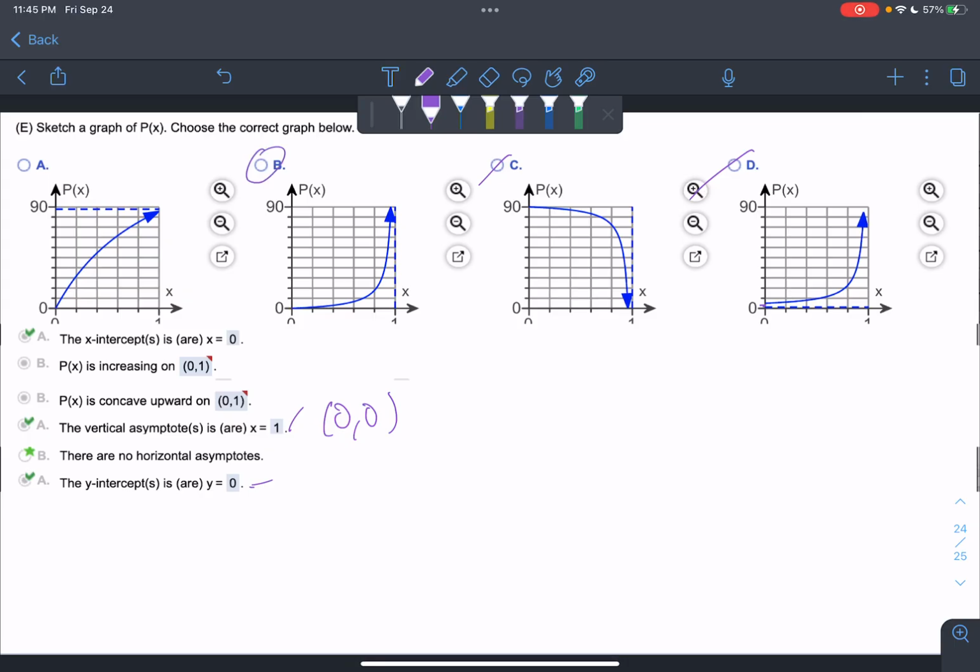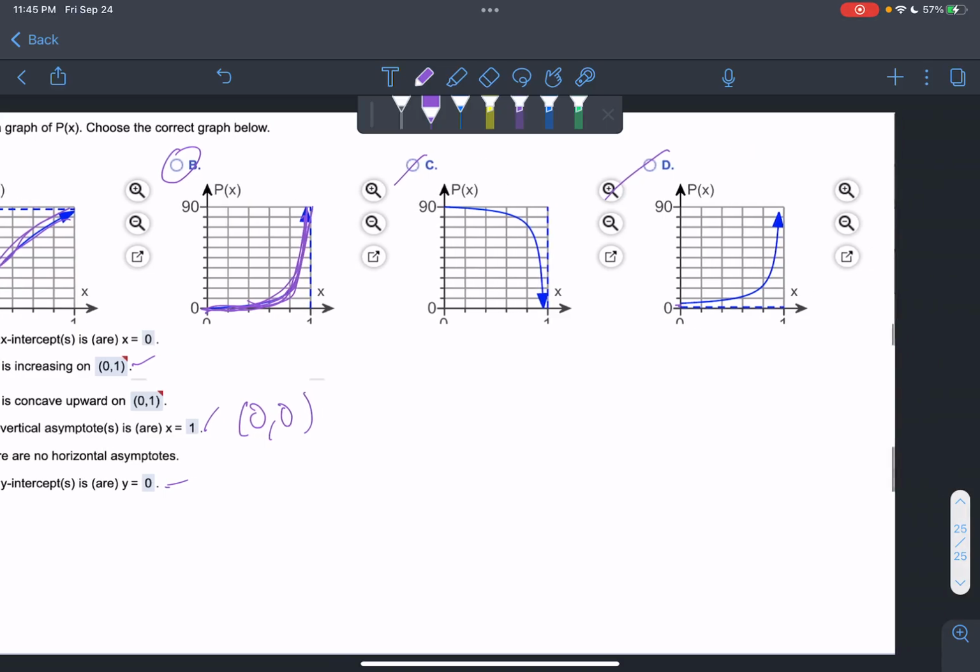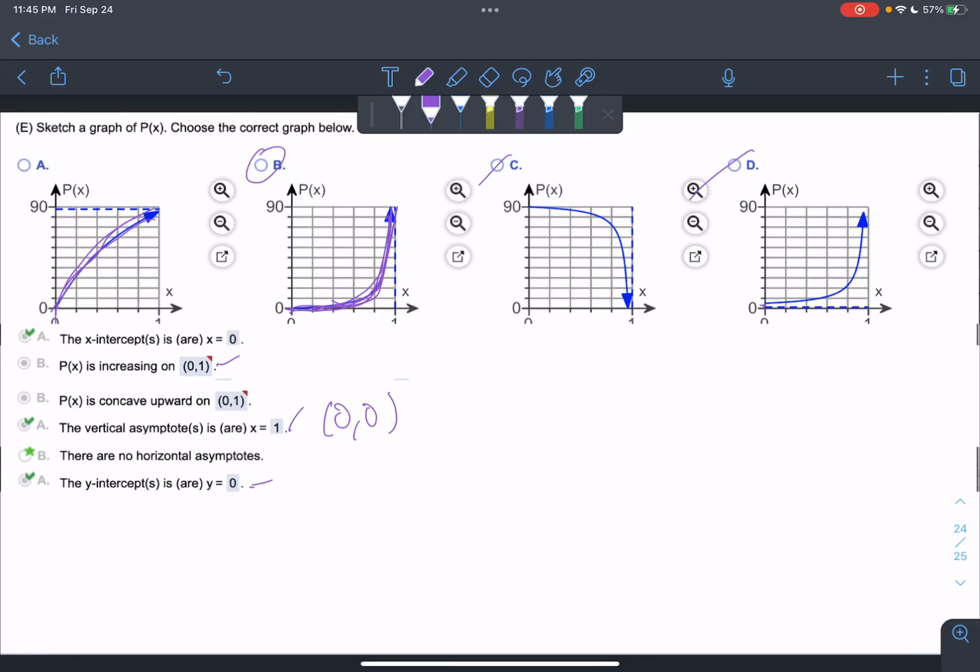We also know that P is increasing from 0 to 1. Both of them are. What about concave up? That's the big reason why B is correct, because this is concave up, this is concave down, so B is our answer. All right, hope you were hanging in there with me. I know that was a little bit longer and we covered a lot, but anyway, that sums up curve sketching techniques. And I believe the next section we'll talk about mins and maxes, extrema. All right, see you then.